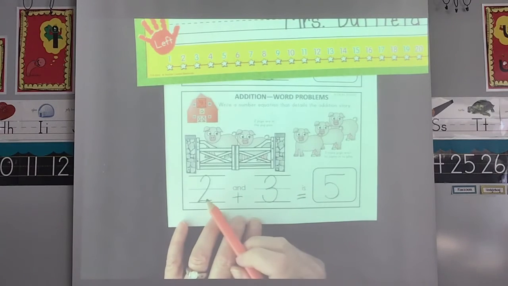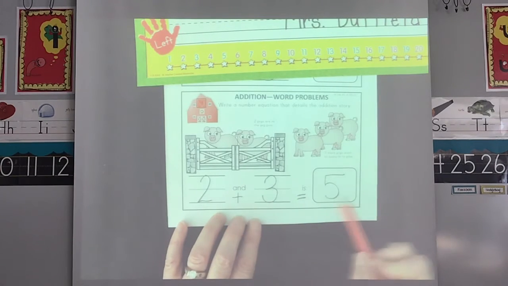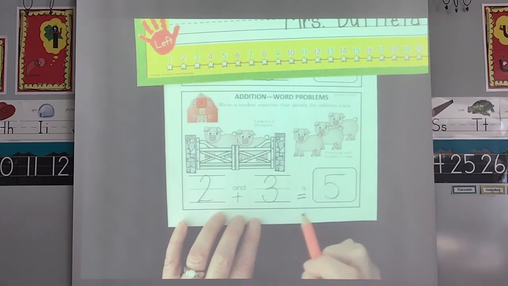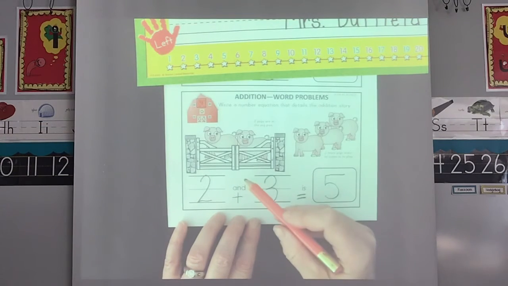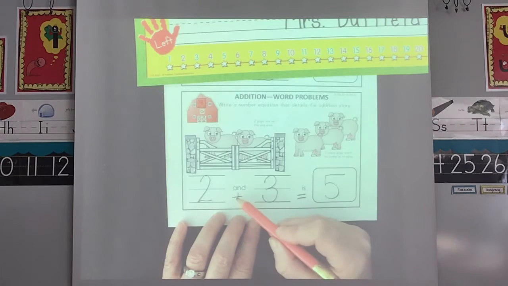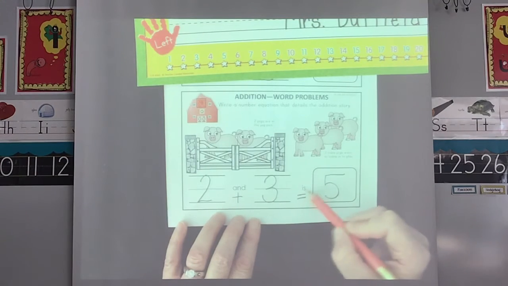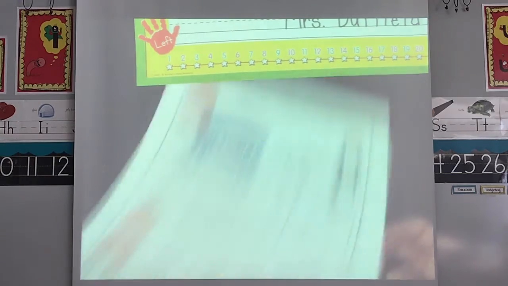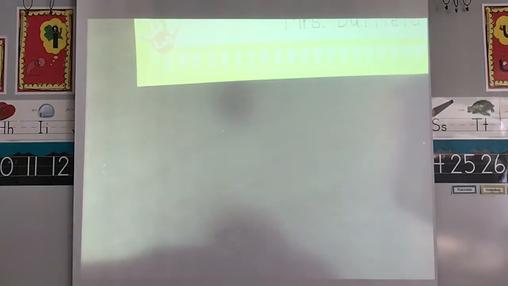So now you could say the whole math problem, you could say 2 and 3 is 5. Or, saying the same way, 2 plus 3 equals 5. And "and" is the same as plus. "Is" is the same as equals. Very good. Okay, we did those 2. Now let's move on to our ducks and our sheep.